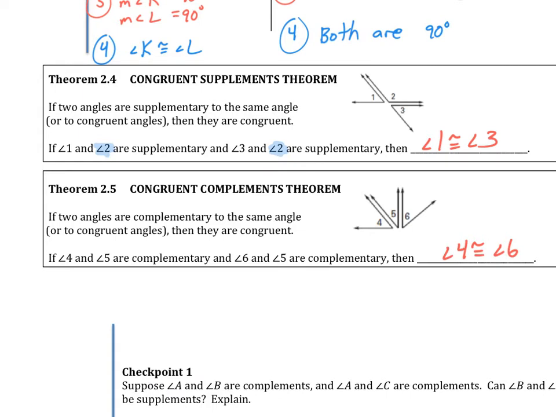And same thing in Theorem 2.5. If angle 4 is complementary to angle 5 and angle 6 is complementary to angle 5, that means angle 4 is congruent to angle 6. So if two angles are complementary to the same angle, they're congruent. Or if two angles are supplementary to the same angle, they are congruent.